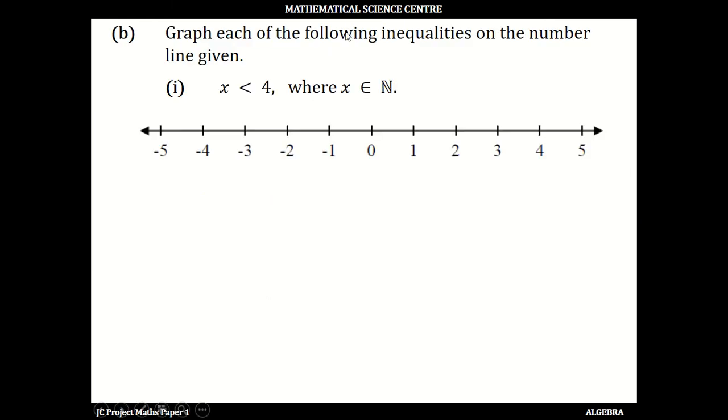Part B then, graph each of the following inequalities on the number line given. So the first one, x has to be less than 4, but x has to be an element of the natural numbers. These are the positive whole numbers, the counting numbers. So the counting numbers that are less than 4 would just be 3, 2 and 1.